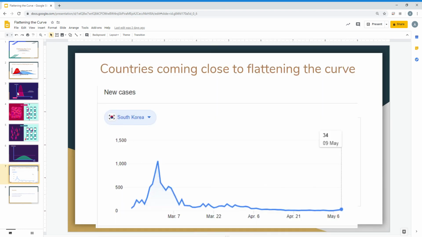Countries coming close to flattening the curve. Many countries are coming close to flattening the curve. One very notable country in this area is South Korea. After they reported their first case, numbers remained low, but then began climbing rapidly, reaching thousands of new cases a day. Then, after a few weeks, infections were being counted in the dozens and even single digits.